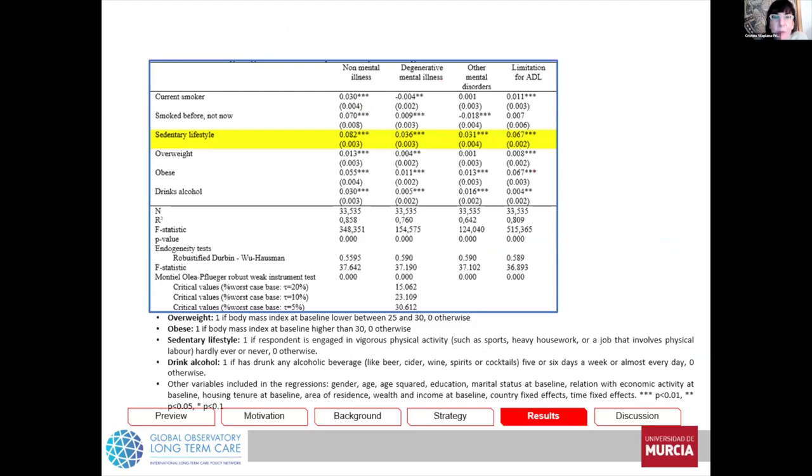In this table, we observe the first stage regression, where the dependent variables are the health shocks. Of course, there are other explanatory variables, but in this table I only show the results for the instruments. I highlighted sedentary lifestyle because it has the highest impact. For example, having a sedentary lifestyle increases by 8.82% the probability of suffering non-mental illness and increases by 6.7% the probability of suffering an increase in the limitations for ADL. The instruments are significant and they pass all the standard tests, but as I highlighted, sedentary lifestyle is the strongest predictor of future health shocks.